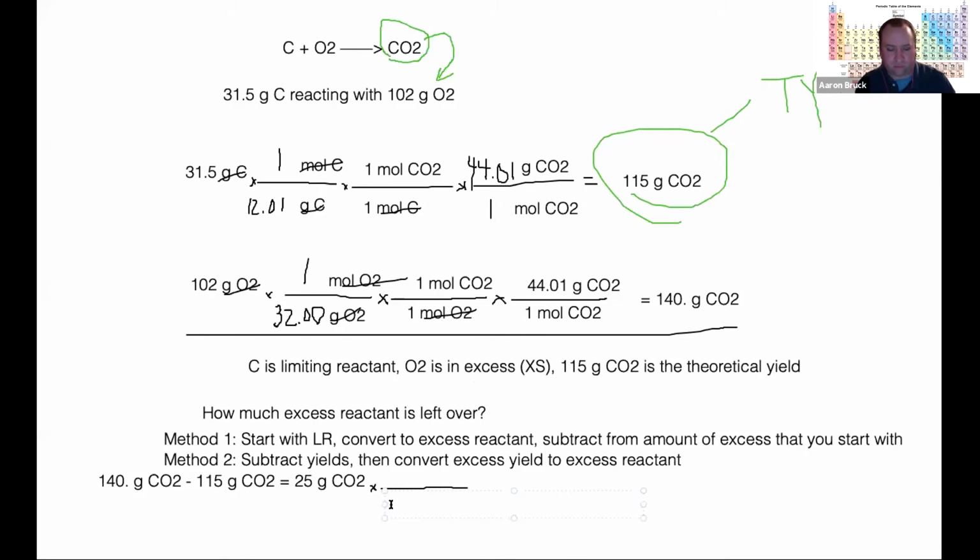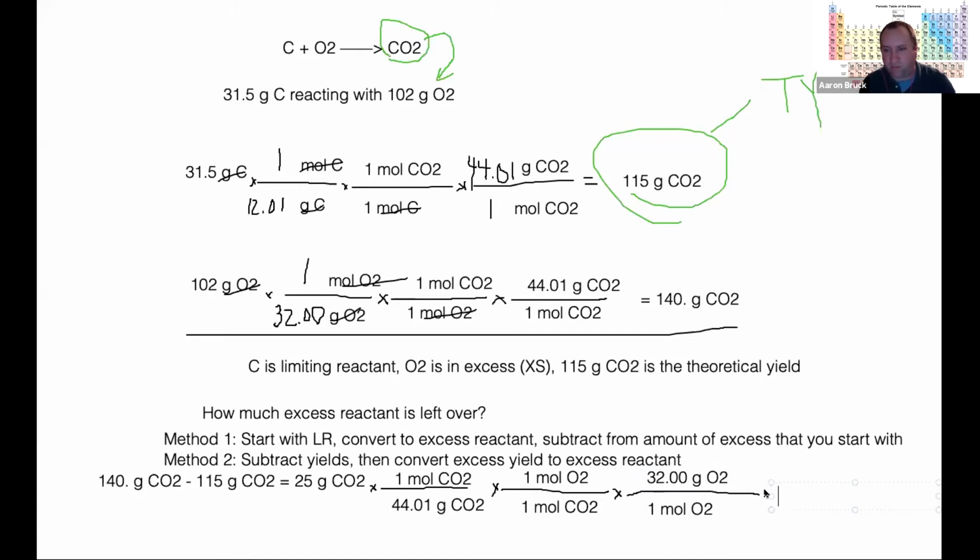So 44.01 grams of CO2 in 1 mole of CO2. One mole of CO2 is equal to 1 mole of O2. And then finally, 1 mole of O2 is equal to 32.00 grams of O2. And if I do this calculation, 25 times 32 divided by 44.01, to two significant figures would give me 18 grams of O2 left over.